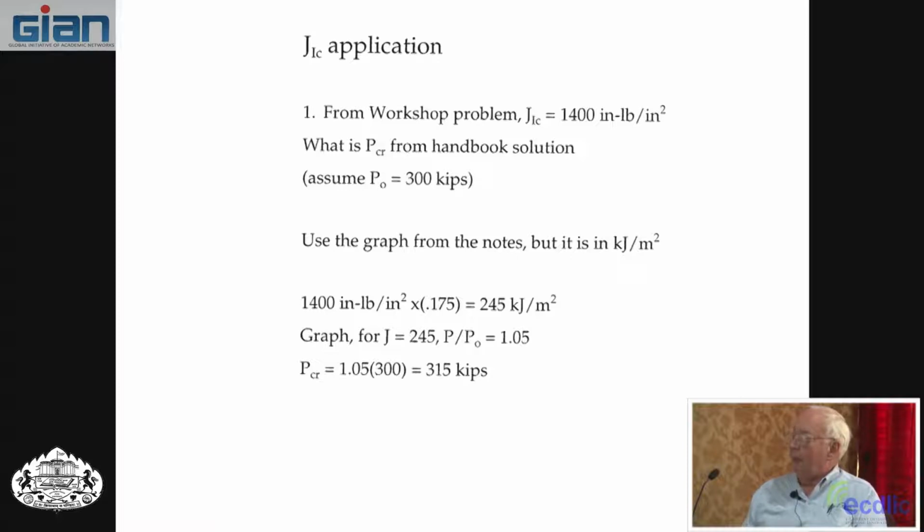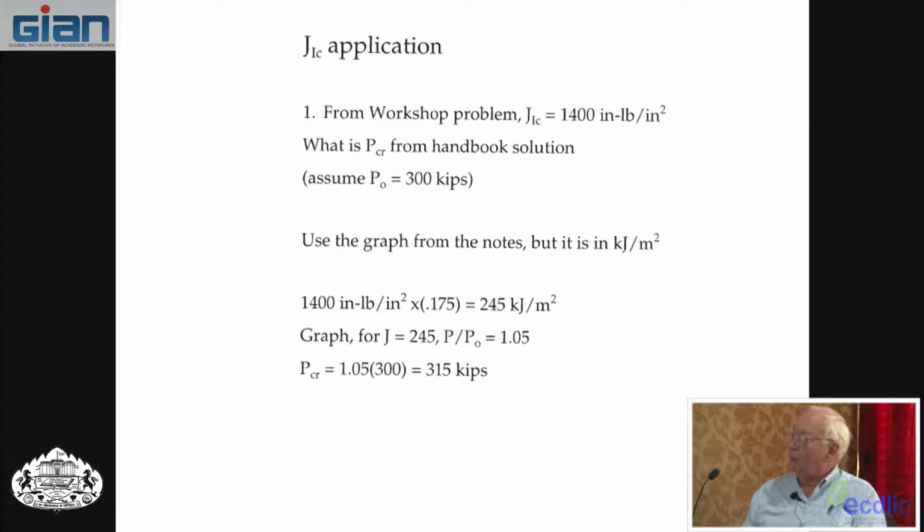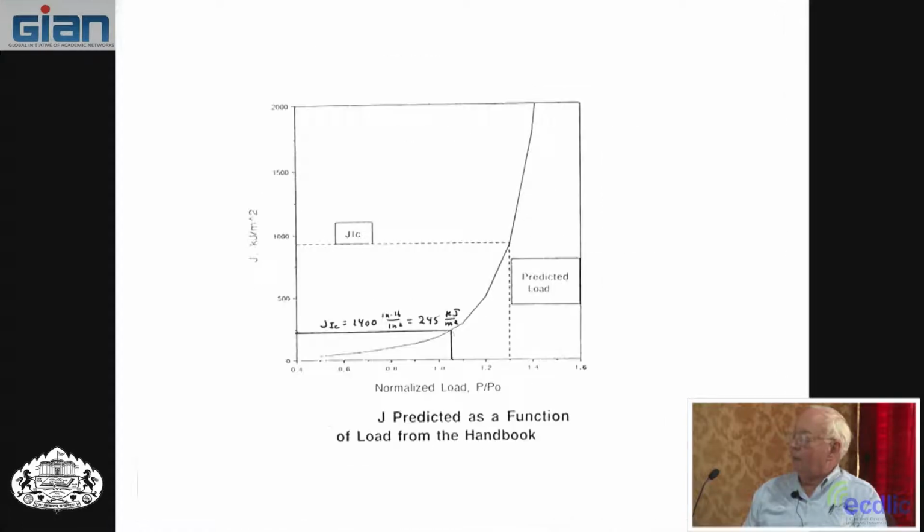And then the P over P0 at 245 is 1.05. So here's the J, here's the P over P0, 1.05. Since P0 was 300, 1.05 times 300 is 315. I don't know that this method is used very often, but it is a crack drive method and an example of what you can do with crack drive.